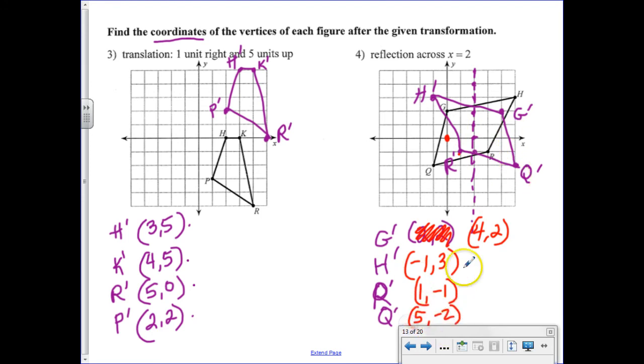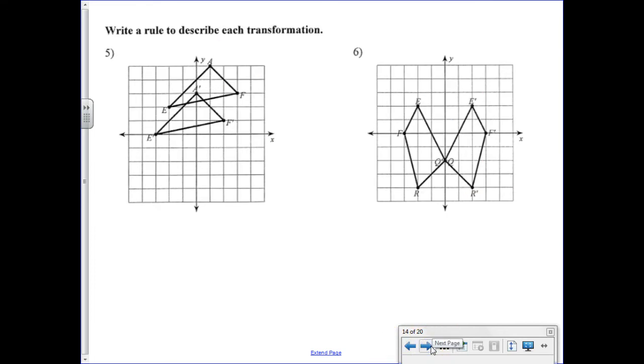Make sure when you write your ordered pairs, please, that you put parentheses around them. That indicates that it is indeed an ordered pair and it has a specific spot on the coordinate system. The last two. Here I want you to write the rule to describe the transformation. So you really need to decipher what's my original. Okay, here are my original points here, and this is my original triangle.